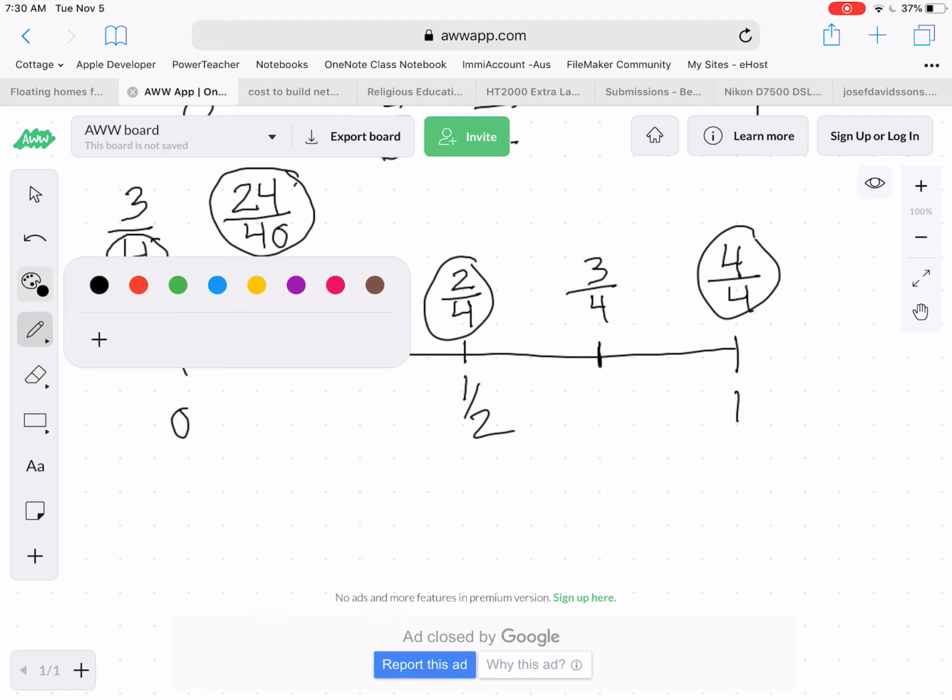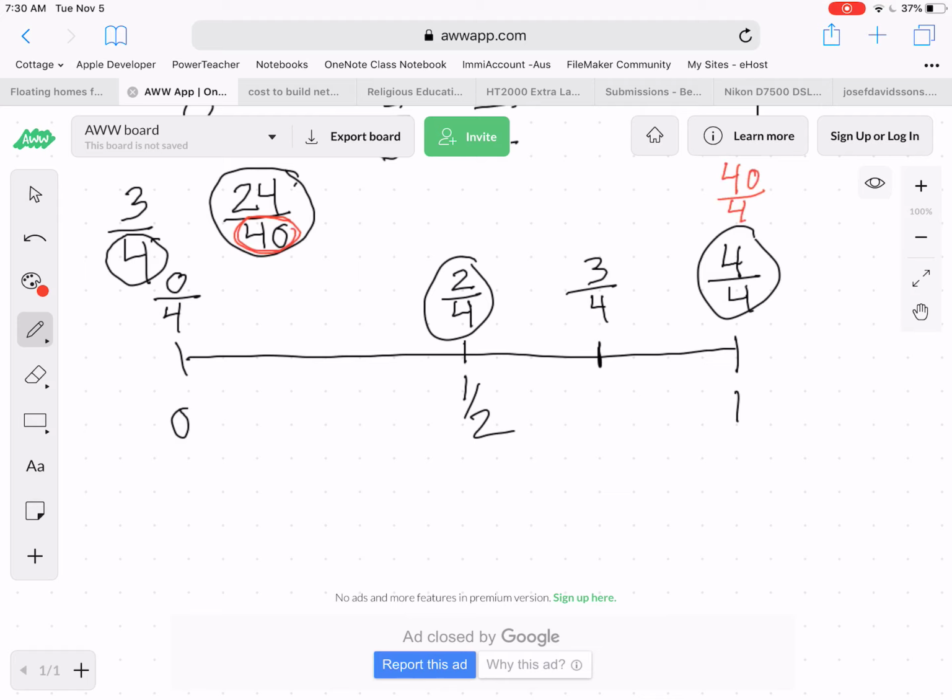So I'm just going to change the color so it makes it a little easier to see. So again, they repeat the same process. If I had one whole chocolate bar, and we're dealing with 40 pieces in a whole chocolate bar, then I'd have 40 out of the 40 pieces, all 40 of them. If I had none of the chocolate bar, I'd have 0 out of the 40 pieces. And if I had half of the chocolate bar, I'd have 20 out of the 40 pieces.